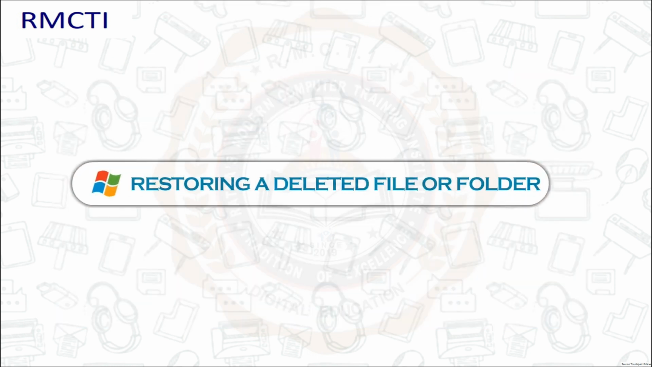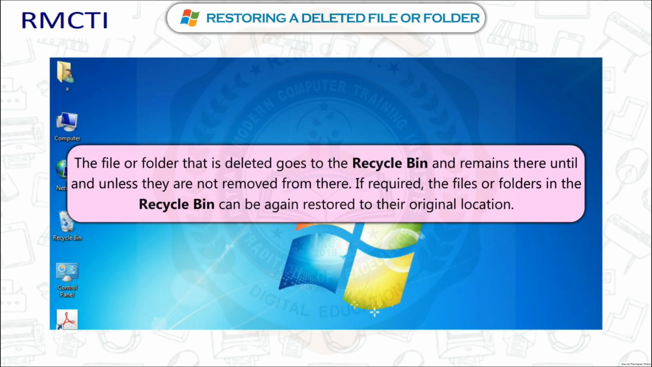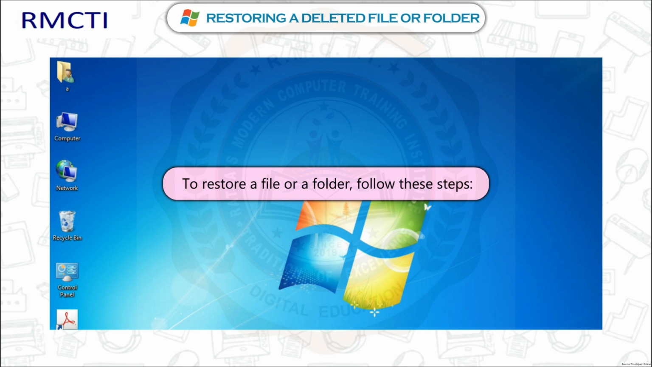Restoring a deleted file or folder. The file or folder that is deleted goes to the recycle bin and remains there until it is removed from there. If required, the files or folders in the recycle bin can be restored to their original location. To restore a file or a folder, follow these steps.